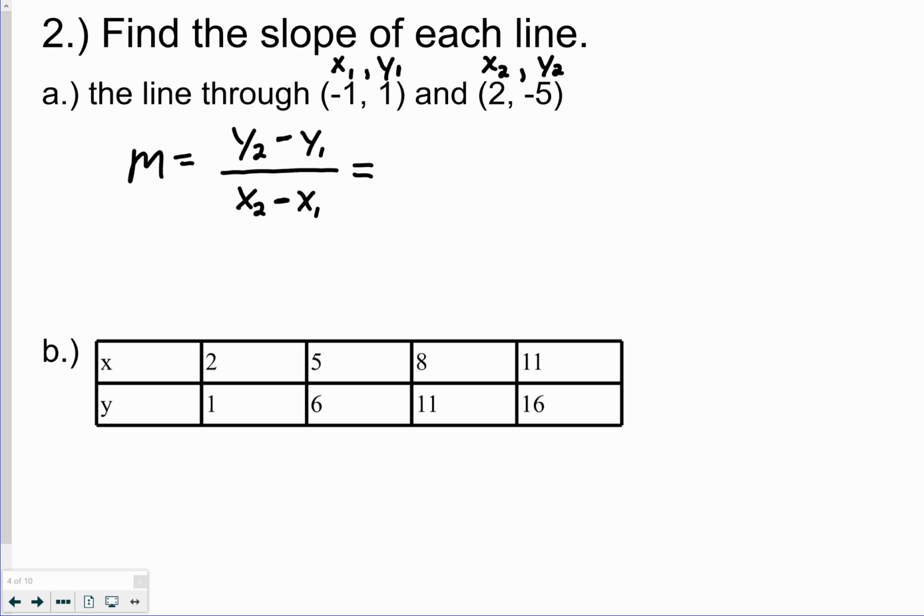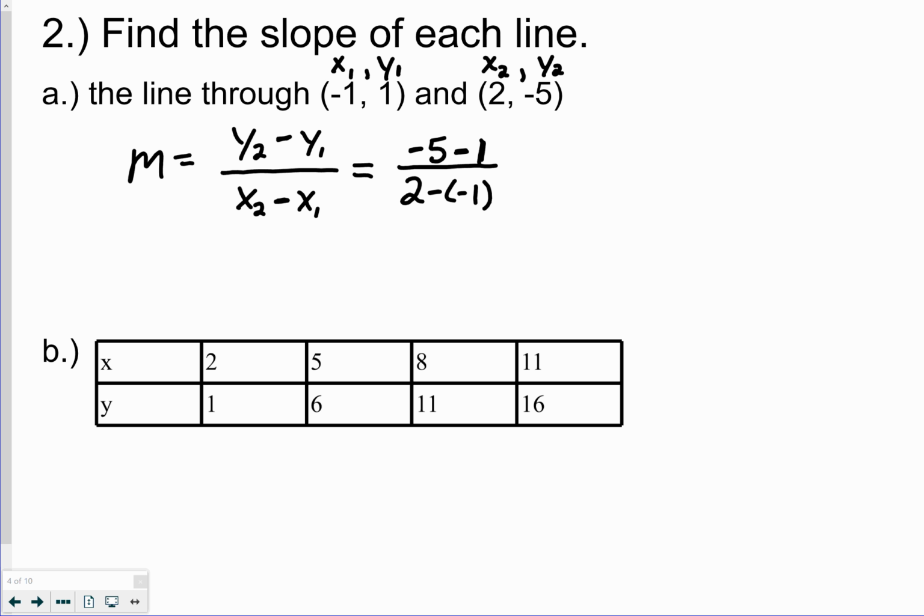Very good. Somebody said it. Negative 5 minus 1. All right, we have y sub 2 minus y sub 1. What about for the denominator? Interesting. I'm going to write 2 minus negative 1, but multiple students' brains already realize subtracting a negative becomes addition. So that's a great thought there. I just want to make sure you know we're always going to use subtraction. It might turn into addition though.